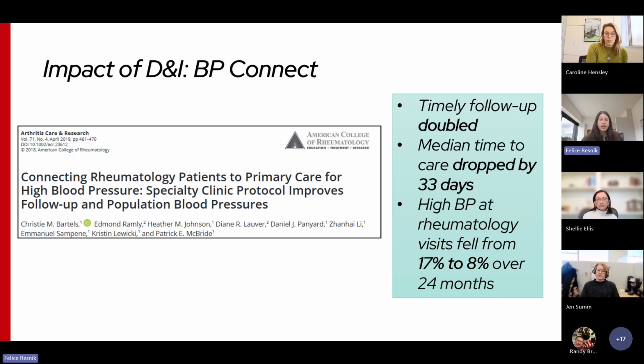And so they adapted an evidence-based protocol for the rheumatology setting using several different implementation strategies and addressing barriers to implementing this protocol. And what they found is that by doing this, they had timely follow-up. It's more than doubled. The median time to care dropped by 33 days, and high blood pressure at rheumatology visits fell from 17% to 8% over 24 months. So a large clinical and health impact.